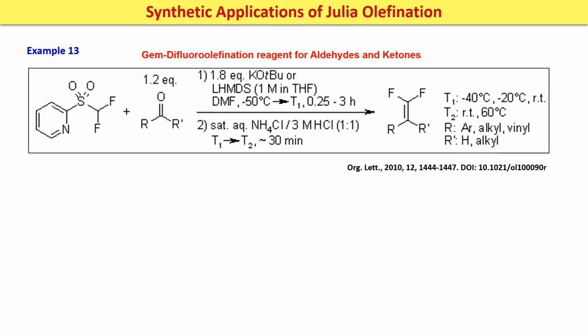Next example, example 13. Difluoroolefin reagent. Look at the product. Here we have this CF2 group on one side of the C=C double bond, and that is coming from here, right? Here we have a heteroaryl, which is pyridine, and the carbonyl will be generated here. So this part is one side of this C=C double bond, and the other part is coming from the aldehyde or ketone. And what type of R or R prime, that is already mentioned here.